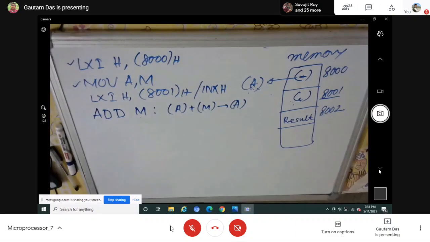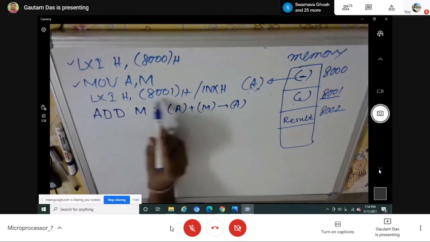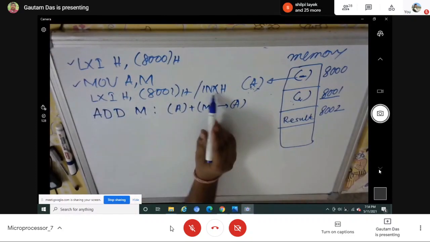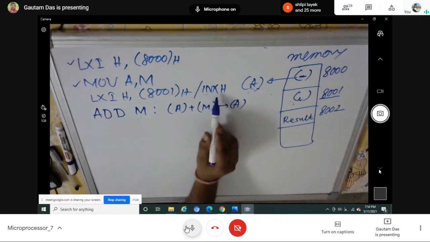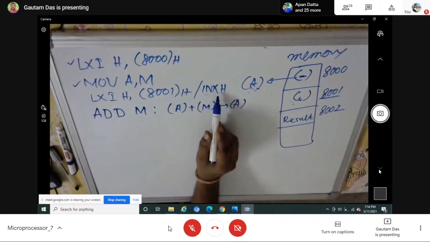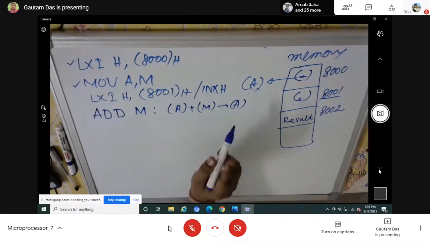We must use INX H. The reason behind it: LXI H, 8001 is a 3-byte instruction. How many bytes is INX H? 1 byte. No data. 1 byte. So, as I have told you, you must write the program with the minimum number of bytes. So you must replace this 3-byte instruction with INX H. Why? Because the number of bytes gets reduced.